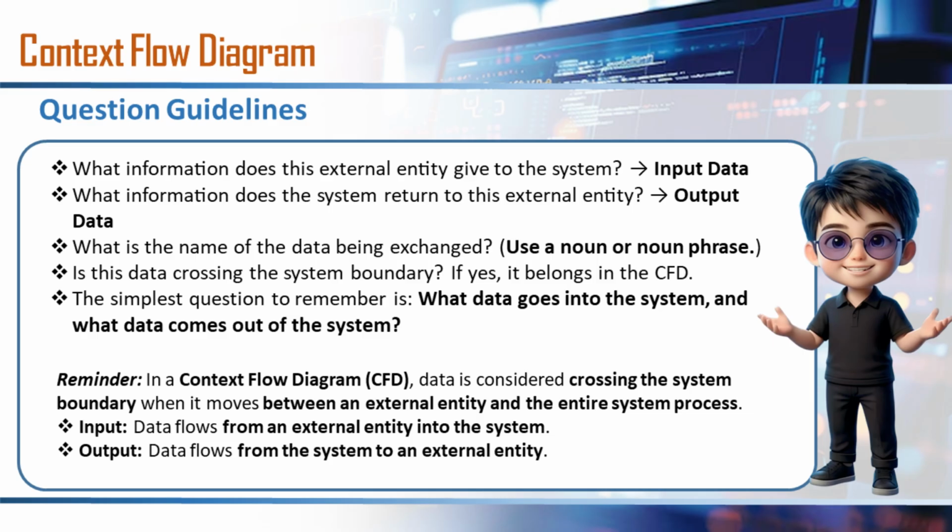We should also ask, is this data crossing the system boundary? If the data moves between an external entity and the entire system process, then it belongs in the CFD. The simplest question to remember is, what data goes into the system, and what data comes out of the system. Reminder, in a context flow diagram, CFD, data is considered to be crossing the system boundary when it moves between an external entity and the entire system process. Input, data flows from an external entity into the system. Output, data flows from the system to an external entity.